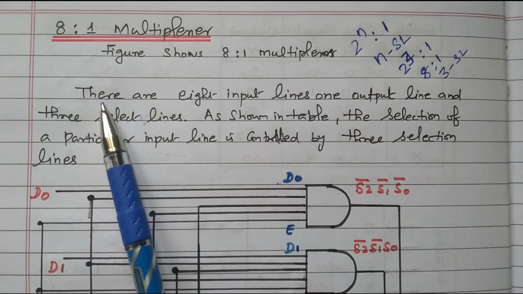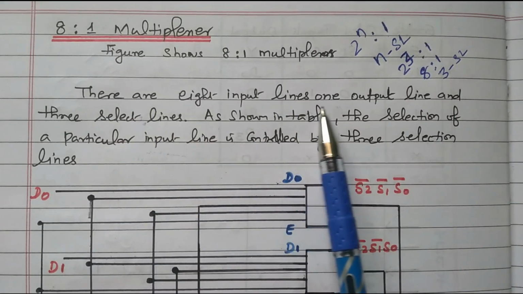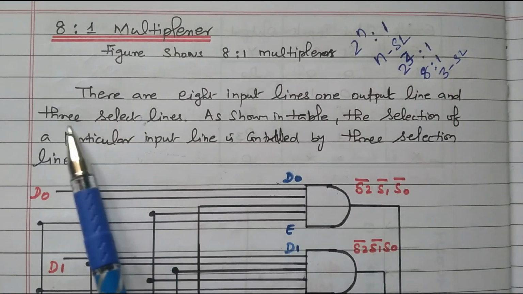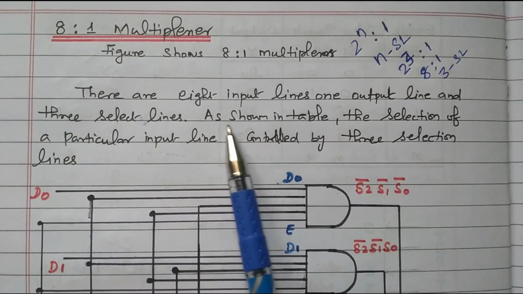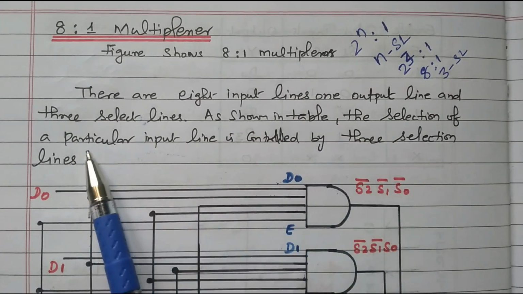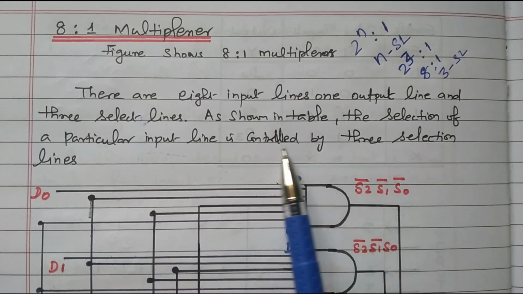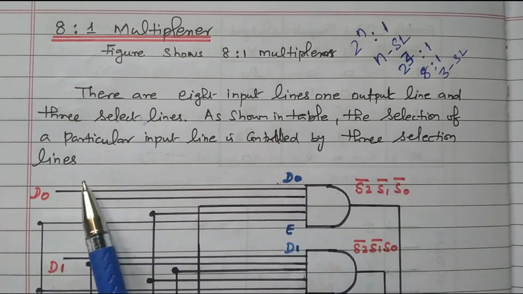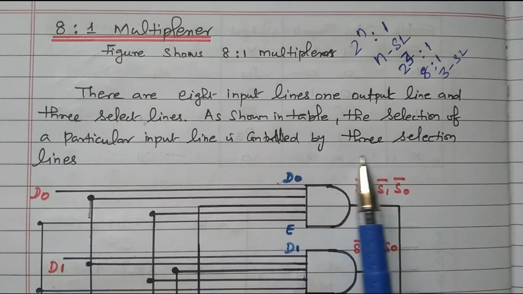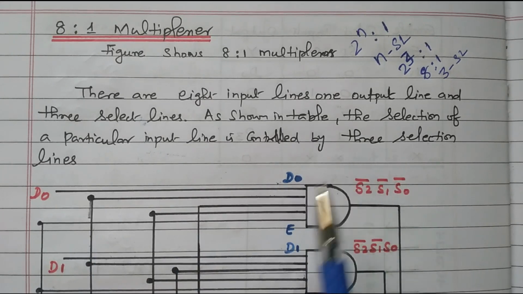So that is given here. There are 8 input lines, 1 output line and 3 selection lines. As shown in the table, a particular input line is controlled by the 3 selection lines, right? The inputs are controlled by selection lines. Now we'll see the block diagram and truth table, then we'll go to the logic diagram.